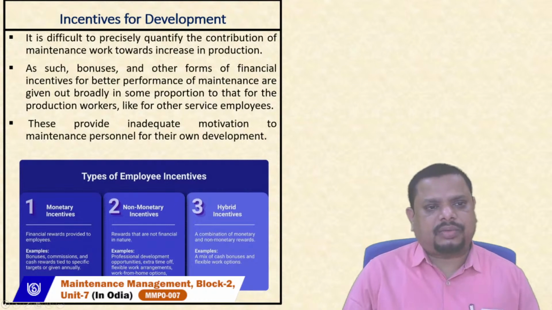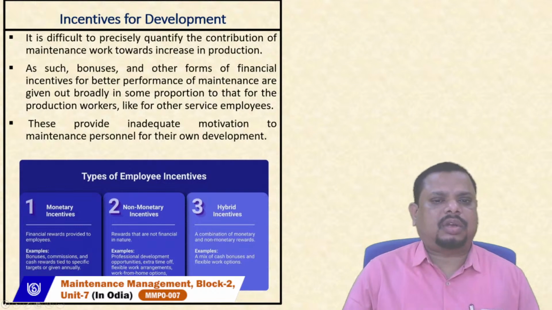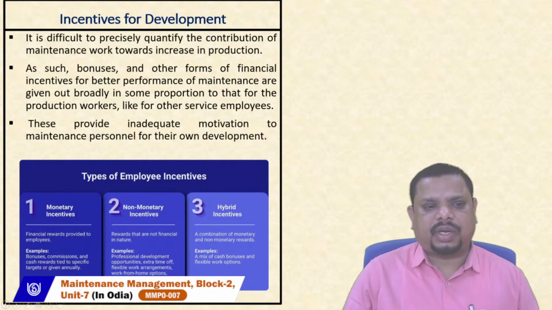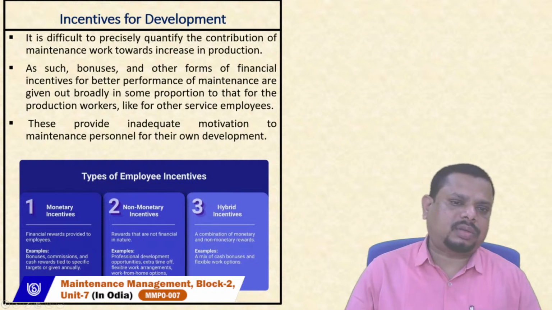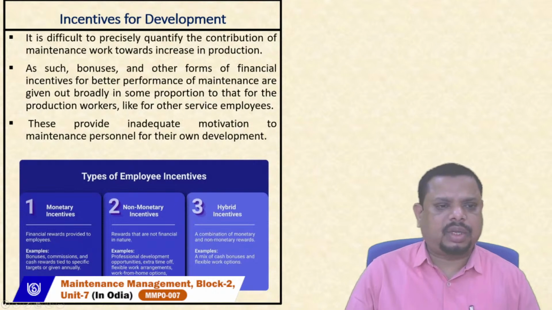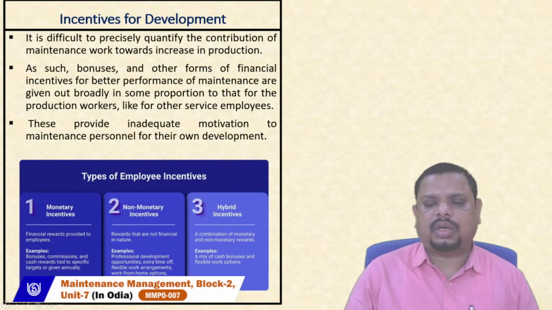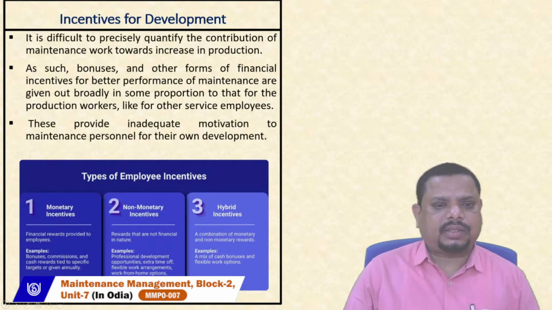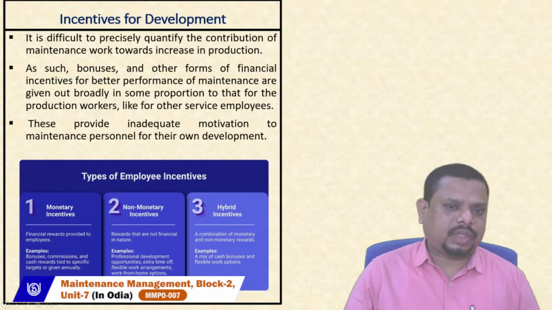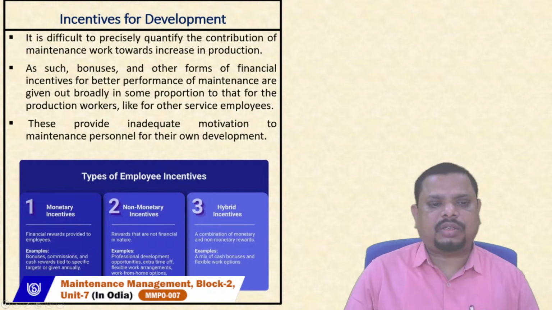So in that case, for incentive, previously the bonuses and other forms of financial incentive for better performance of maintenance were given out broadly in some proportion to that of the production workers. Previously, many companies provided monetary benefits like bonuses or incentives so that better performance of maintenance workers is observed. And in other cases, for service employees who dedicatedly work to increase production, they also get monetized benefits. So let's understand what different employee incentives are given.